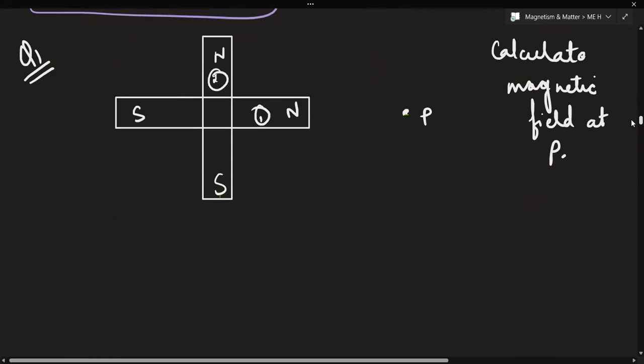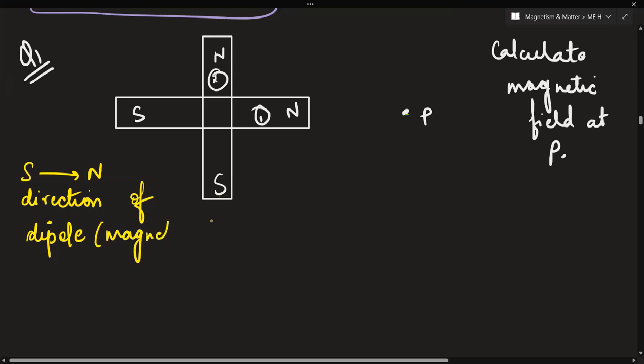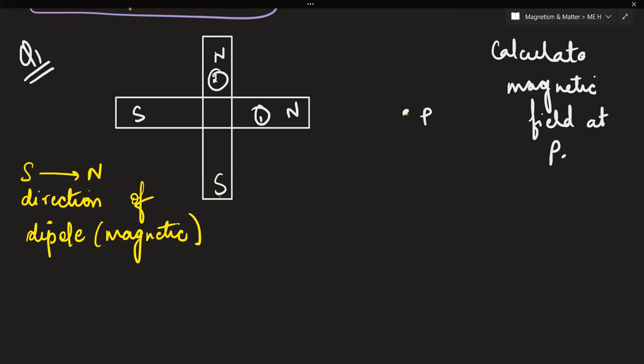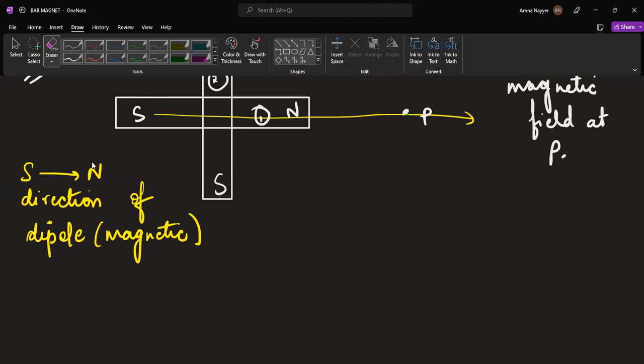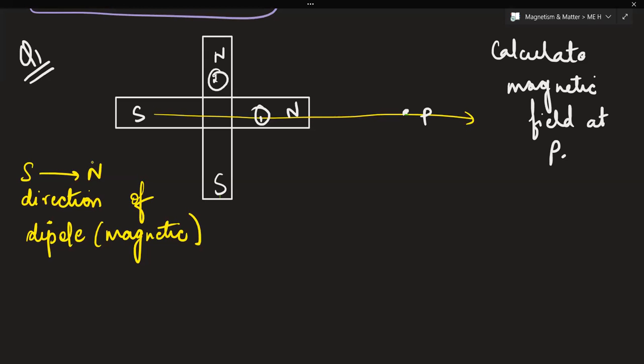Now, let's do a numerical over here. See, direction of dipole is from south to north. Remember, this is the direction of dipole, magnetic dipole. So from south to north, if you move, this is the direction. Yeah, this is the magnetic field we are calculating.